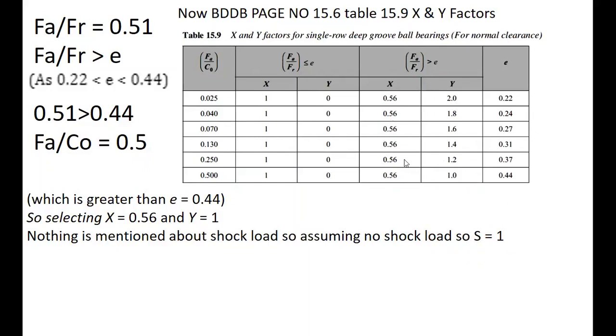Moving ahead, the PE numerical formula is on page number 15.2. By the way, this table which we saw is on page number 15.6. Which table should you see? Single row deep groove ball bearing, because this numerical is of a single row deep groove ball bearing. So you have to refer to this table from Bhandari design data. Moving ahead, guys.